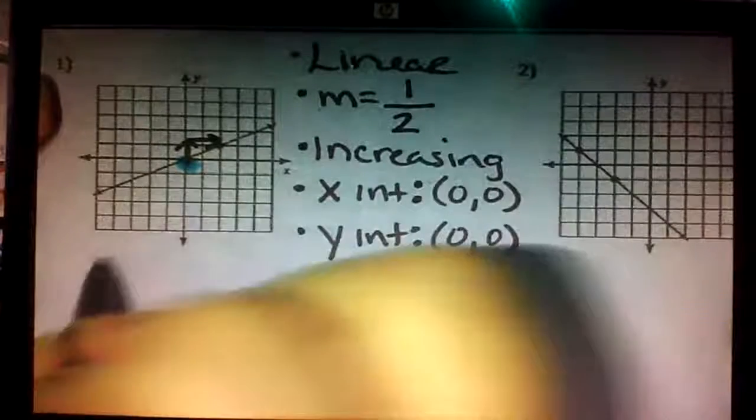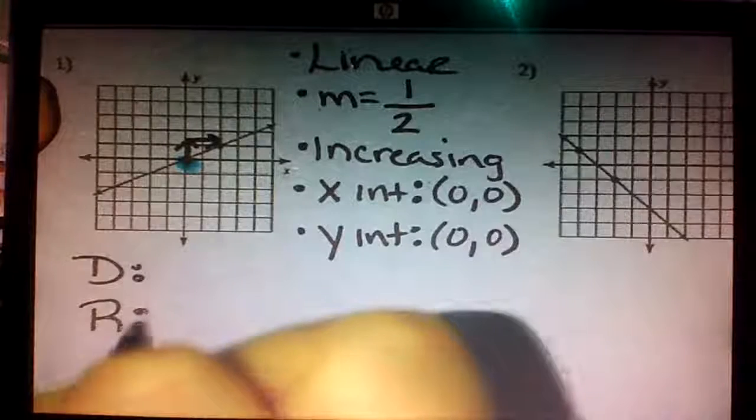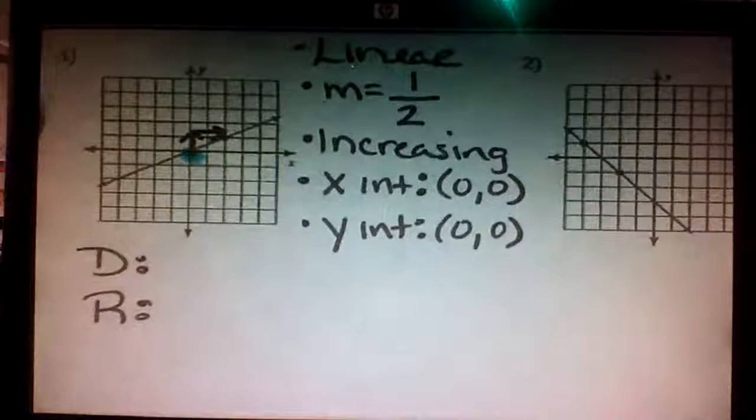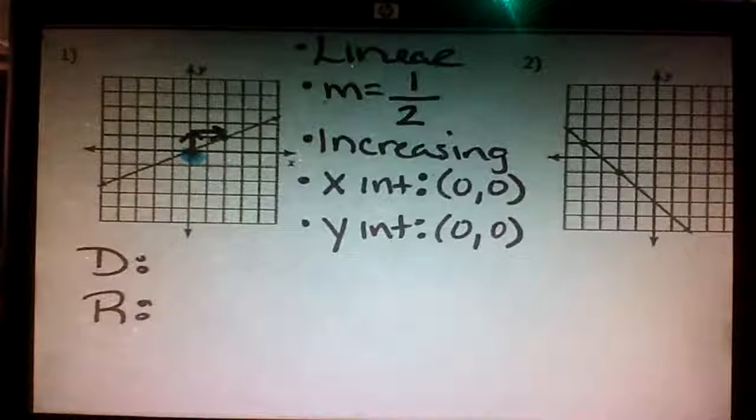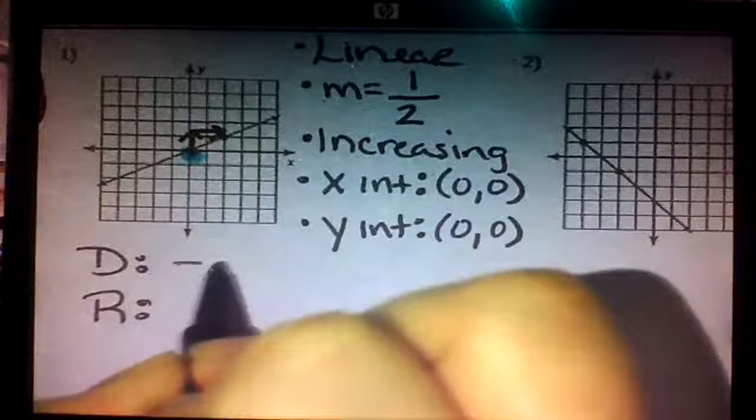Okay, the last things we need to talk about, domain and range. So, I'm traveling along my line. Am I ever going to stop going to the left? No. Which means I'm going to continue to the left till infinity. And because I'm going to the left, that means it's negative infinity.